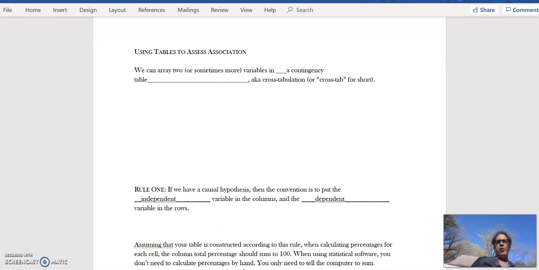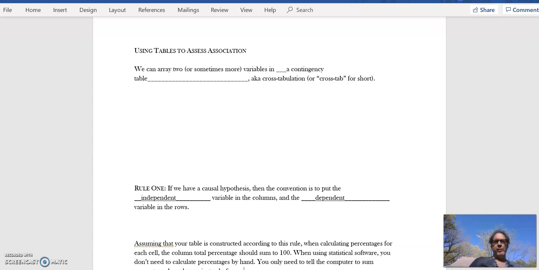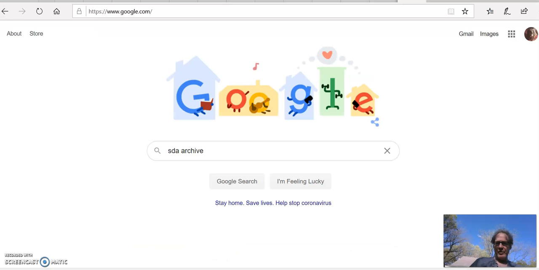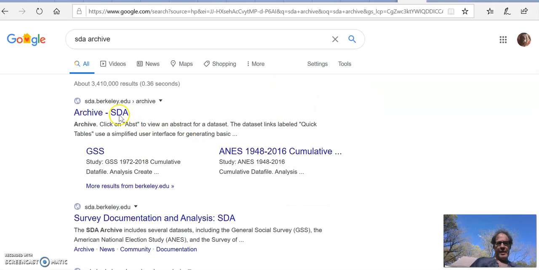The simplest way to assess association is to make what we call a contingency table, also known as a cross-tabulation, or a crosstab for short. So I'm going to show you how to make one using the SDA software. So open up a web browser if you have one, and follow along with me if you can. So go to Google, search for SDA Archive. SDA Archive. And this is the link we're looking for here.